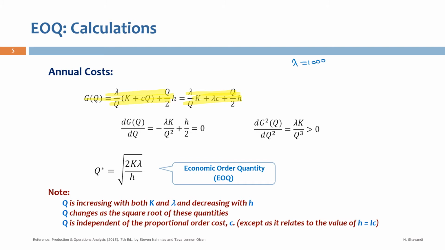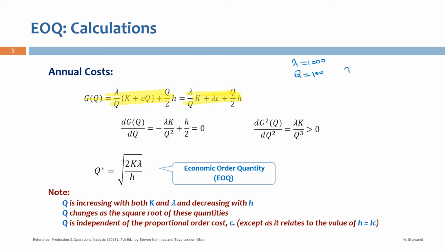If we assume that Q is 100, this means that any time we place an order, it will be with the quantity of 100. Since our demand per year is 1,000 and we need to satisfy the 1,000 units per year and our ordering size is 100, this means that we will have 10 orders per year, right?